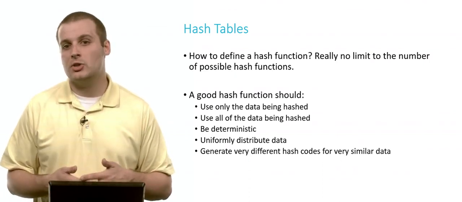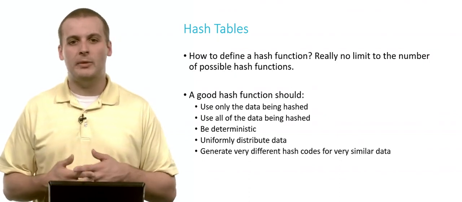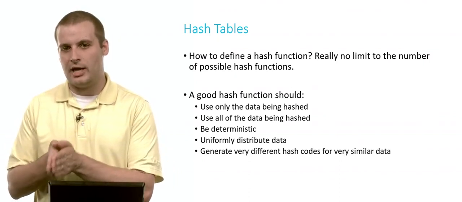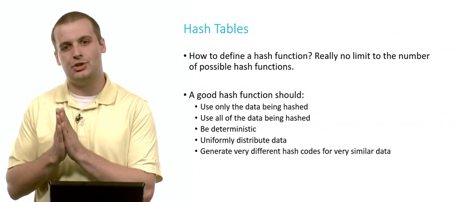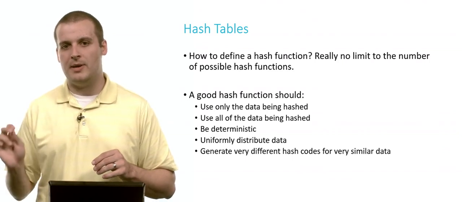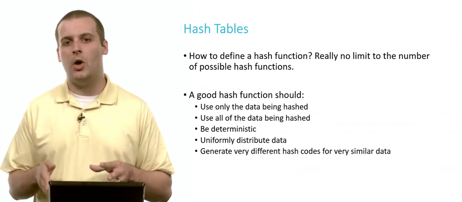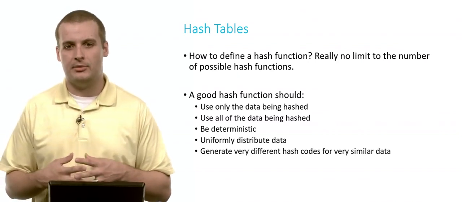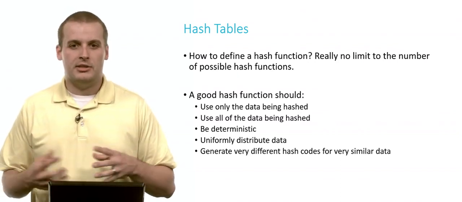A hash function should also be deterministic. What does that mean? Well, it means that every time we pass the exact same piece of data into the hash function, we always get the same hash code out. If I pass John into the hash function and I get out 4, I should be able to do that 10,000 times, and I'll always get 4. So no random numbers, effectively, can be involved in our hash functions.